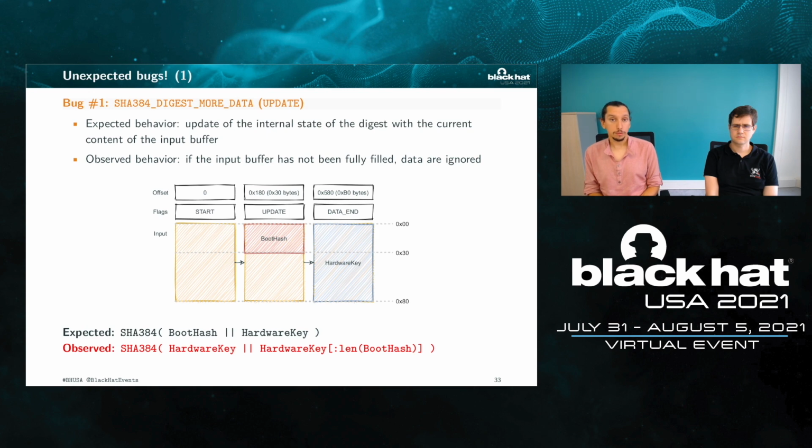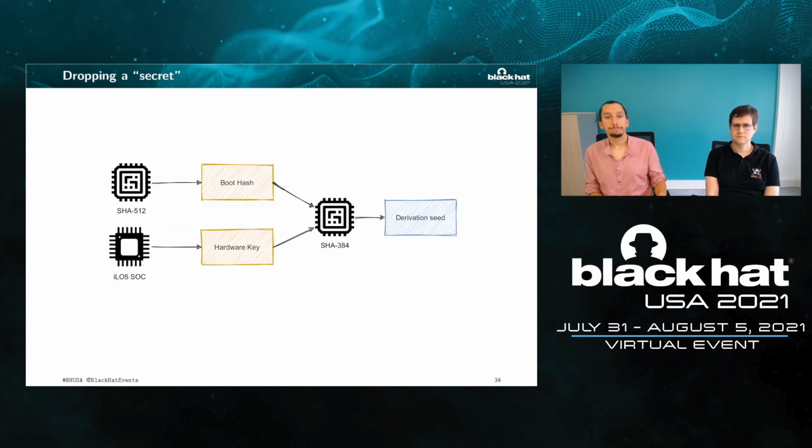However, what we observed is that the boot hash buffer is actually discarded, and the cryptoprocessor would simply digest the hardware key buffer. So we have a very different digest, of course, than what we would have expected. What it means in practice, if you remember what we said regarding the derivation of the initial seed, is that there are two inputs, boot hash and hardware key, and in practice, the boot hash buffer is discarded due to this bug in the interface with the cryptoprocessor.